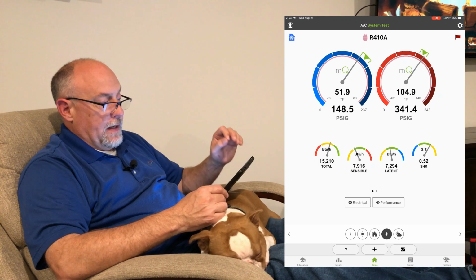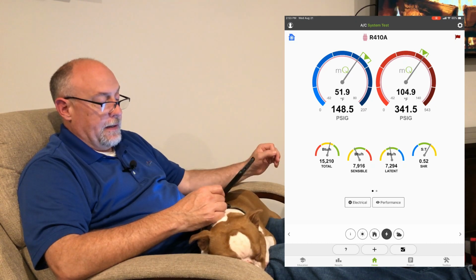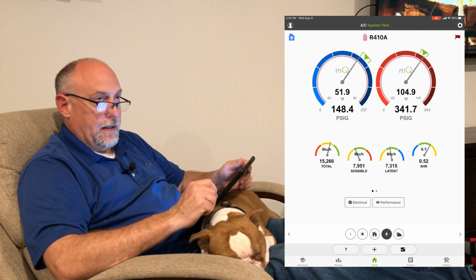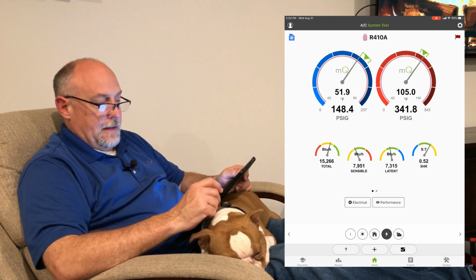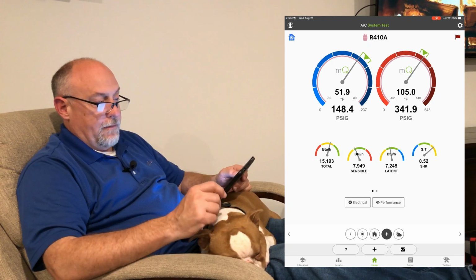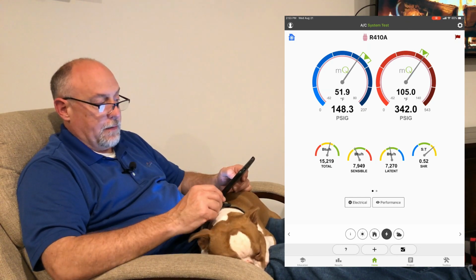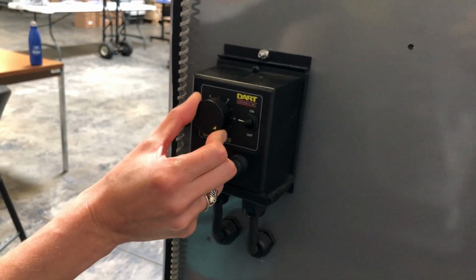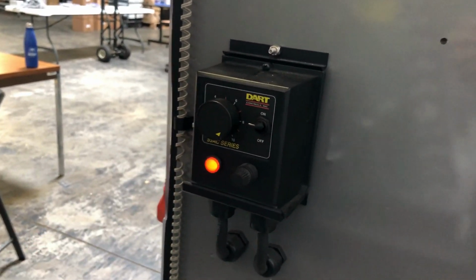So let's go ahead. I'm going to have my assistant here go ahead and turn up the fan speed on the side of the unit. There's a rheostat there. Just turn it all the way clockwise, and we'll get that fan speed up here. I just simulated a problem where I have low airflow in the system, so I'm going to have her go ahead and correct that. We're going to see a couple things happen as soon as she does that.